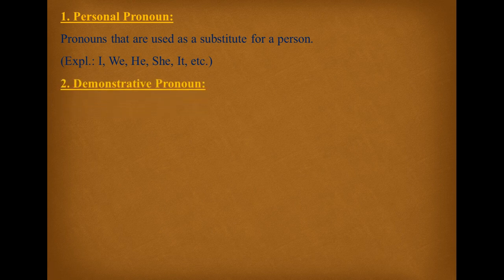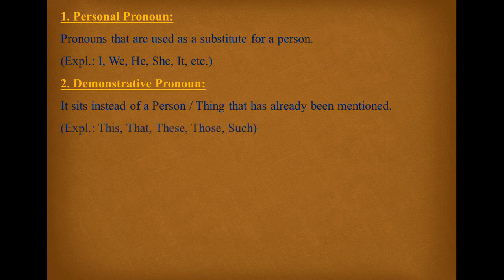Number two, demonstrative pronoun. What is demonstrative pronoun? It is used instead of a person or thing that has already been mentioned. That means sometimes in a sentence we may find the name of a thing, and after that a pronoun is used for that noun; in that sense we use demonstrative pronoun. There are several kinds of demonstrative pronoun. Among them these five are very much used: this, that, these, those, such.